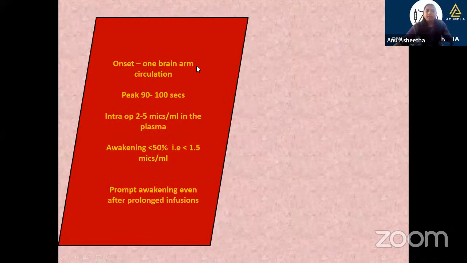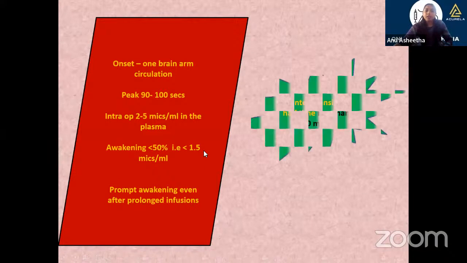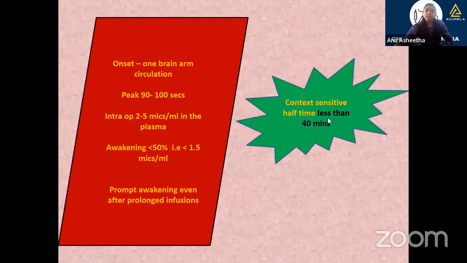So the onset is one arm-brain, that is within 30 seconds, with peak at 90 to 100 seconds, that is 1.5 minutes. To maintain the intraoperative plane, you need at least 2 to 5 mcg per ml in the plasma. Awakening occurs if there is less than half of this amount, less than 1.5 mcg per ml. There is prompt awakening even after prolonged infusions. This is due to the short context-sensitive half-time, which is less than 40 minutes. What is context-sensitive half-time? It is the time taken by the drug to fall by half of its plasma concentration after a prolonged infusion to attain a steady plasma concentration.